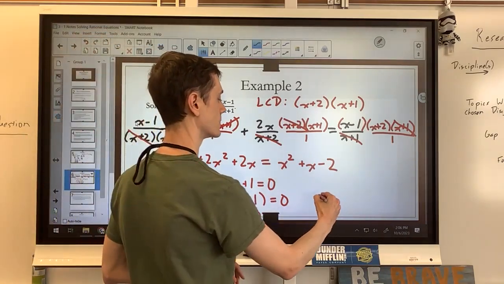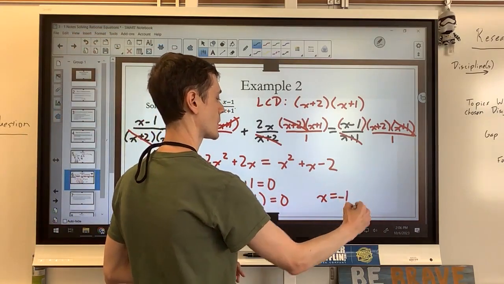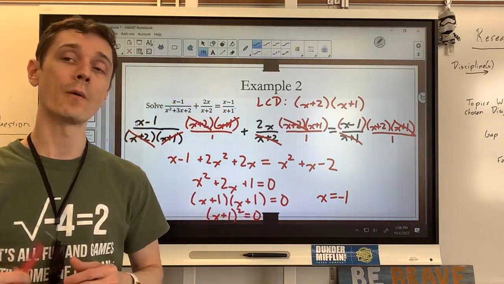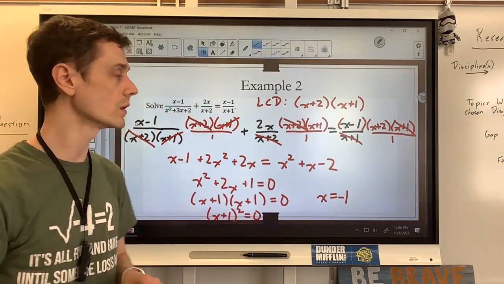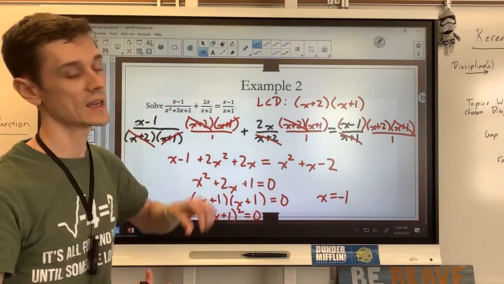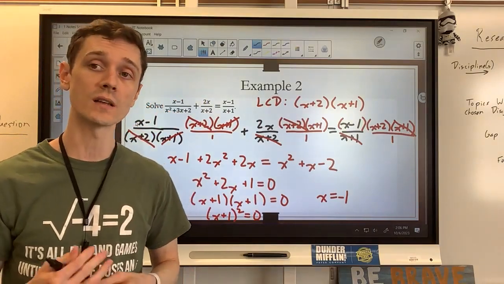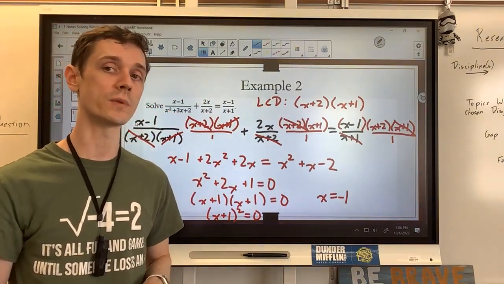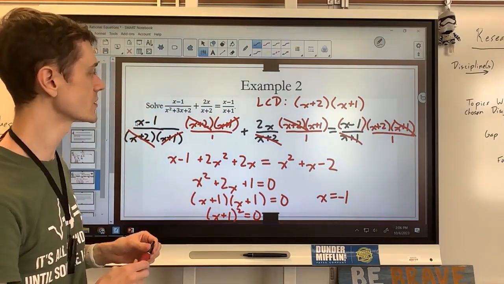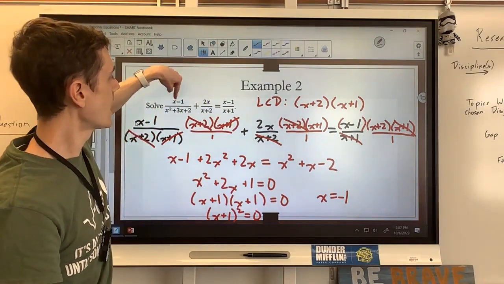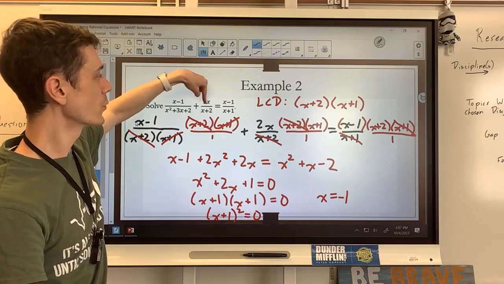Let me write this over here. Okay, so x equals -1. However, I do need to go through all of my original fractions and see if any of them would end up having a denominator of 0. If a single one ends up being a fraction over 0, then I have an extraneous solution on my hands. So it would actually happen for this one too. It wouldn't affect this one.